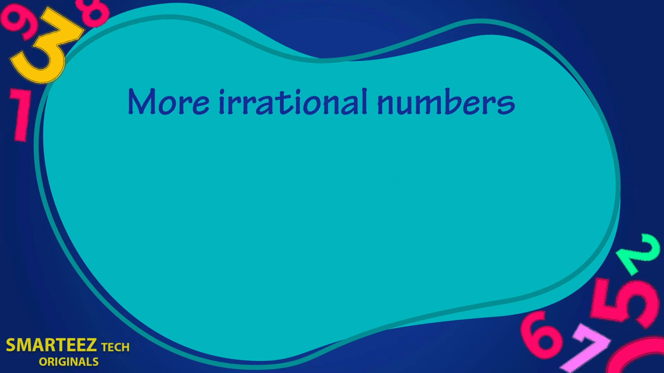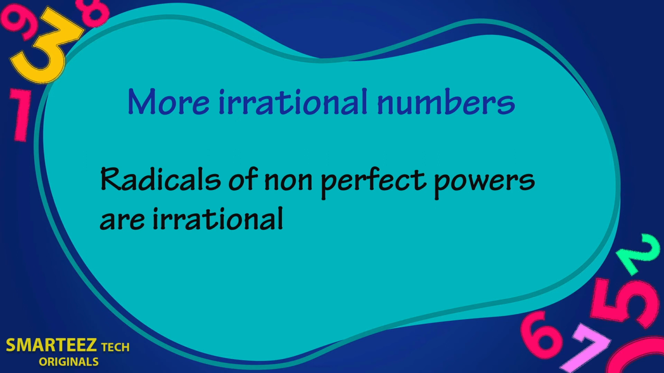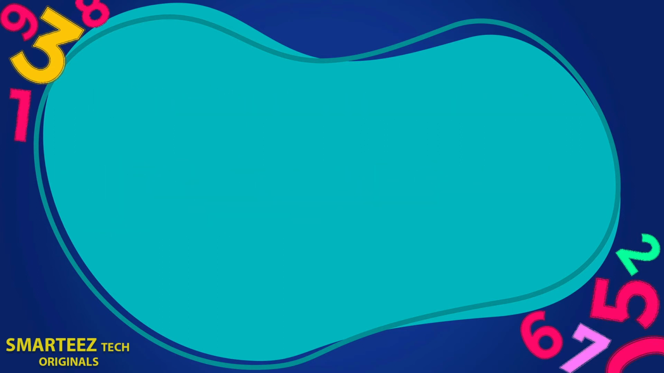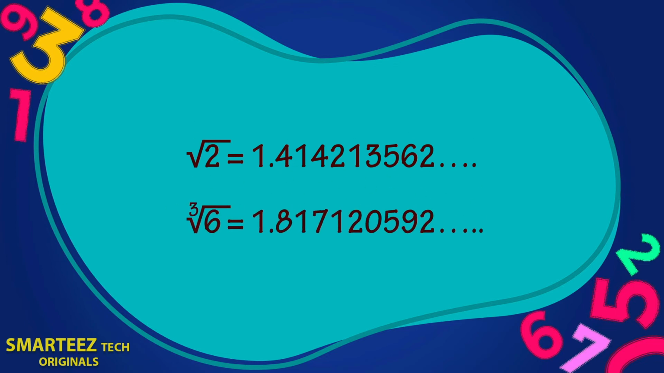The radicals are irrational when they are radicals of non-perfect powers. We'll see examples with just square roots of imperfect squares as well as cube roots of imperfect cubes. Let's look at the square root of 2 and cube root of 6. Square root of 2 equals 1.414213,562 ... Cube root of 6 equals 1.817120,592 ... Both these radicals are irrational.